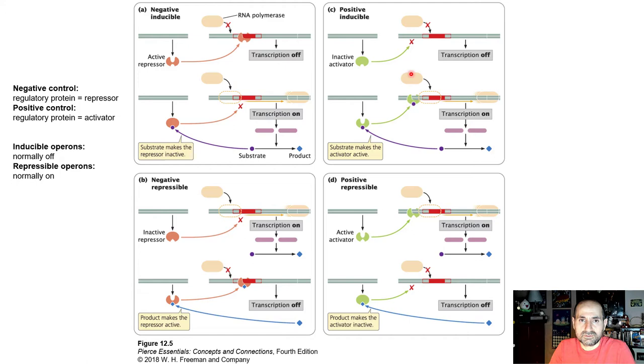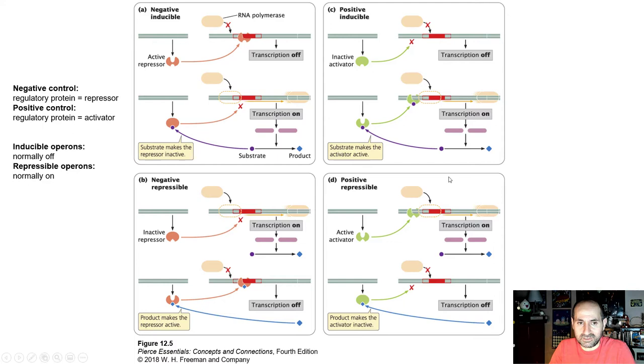So again, positive means you're dealing with an activator. Inducible means the gene is normally off. Why would a gene normally be off? Well, because my activator must not be functioning until it gets a special substrate bound in a certain condition, and then it turns on and does its job, right? It allows the gene to turn on.